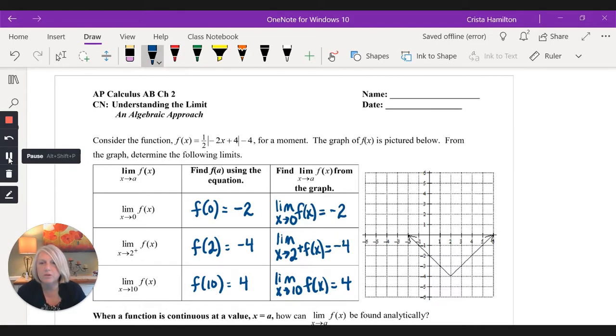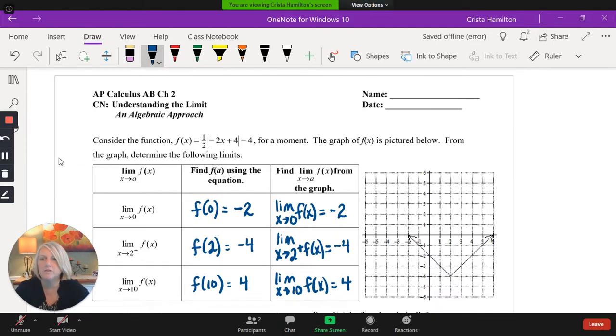All right, coming back in, we've found each of these values. You can look at the graph very easily and see that it is approaching -2 as x approaches 0, and plugging in 0 is very straightforward: it's -2. Plugging in 2, we end up with -4, and again, we can see down here that as x approaches 2 from the right, heading down this direction, we are also heading to -4. And then f of 10, plugging in, you get 4.